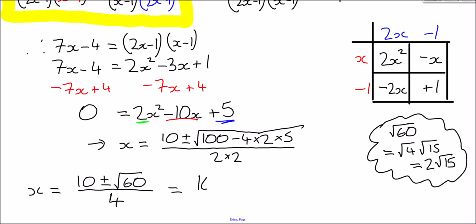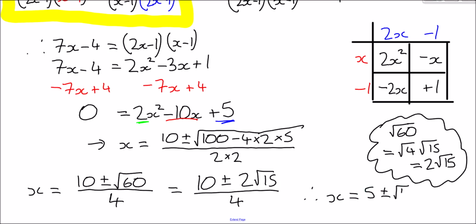So we've got 10 plus or minus 2 root 15 all over 4. 10, 2 and 4 are all even, so we can halve everything. So therefore x equals half of 10, which is 5, plus or minus 1 lot of root 15 all over half of 4, which is 2, and we've got it. x equals 5 plus or minus root 15 all over 2.